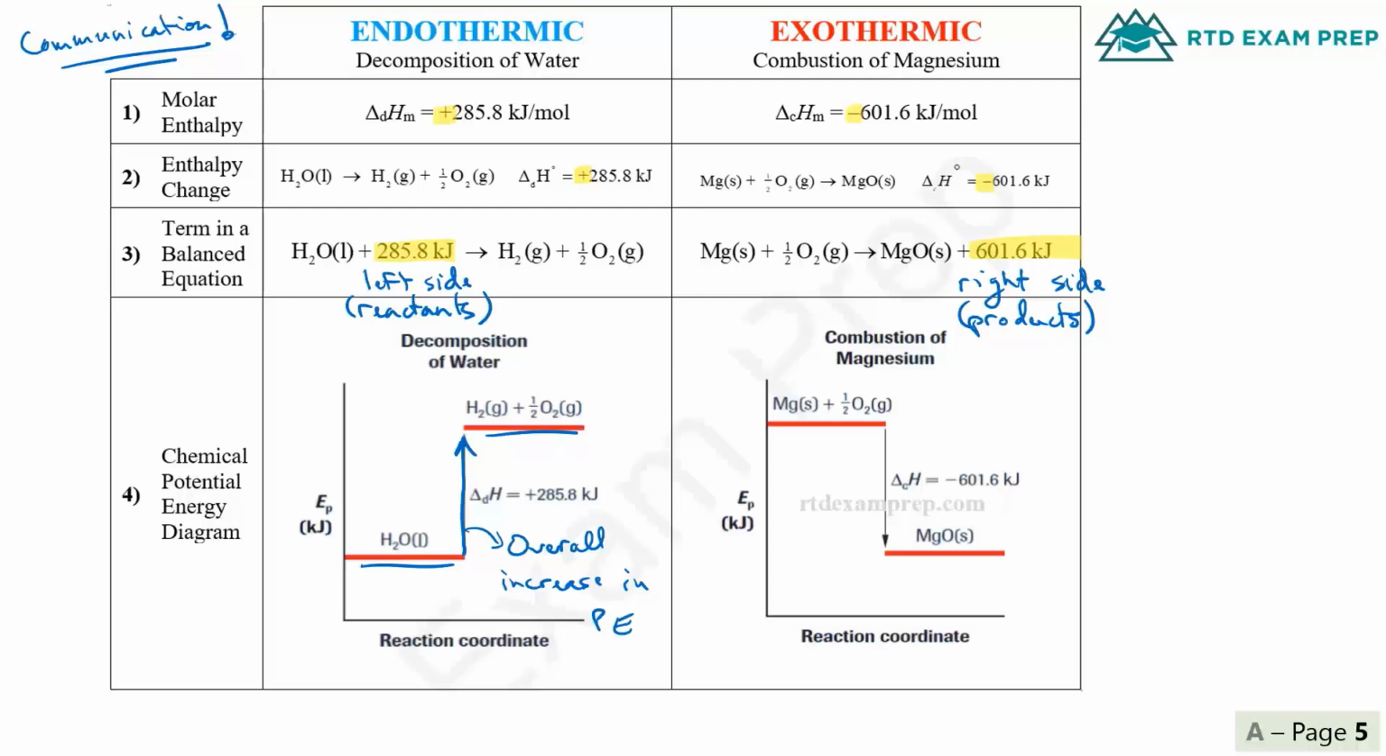We can also do a chemical potential energy diagram. Notice going from reactants to products, we see a decrease in potential energy, so we see an overall decrease in potential energy. That's consistent with an exothermic reaction.